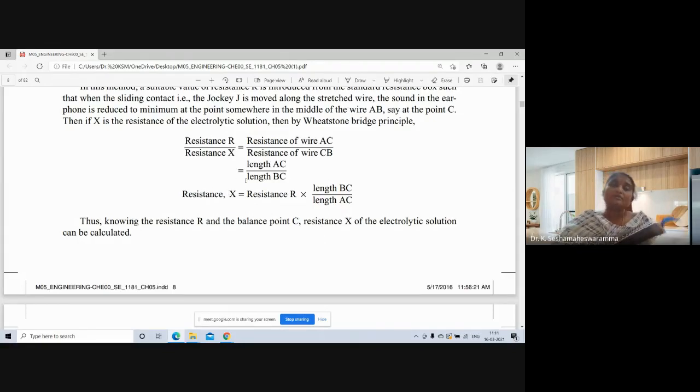So, resistance R by resistance X is equal to resistance of wire AC by resistance of wire CB, which is equal to length AC by length BC. If we solve for the unknown resistance X of the electrolytic solution, resistance X is equal to resistance R into length BC by length AC.